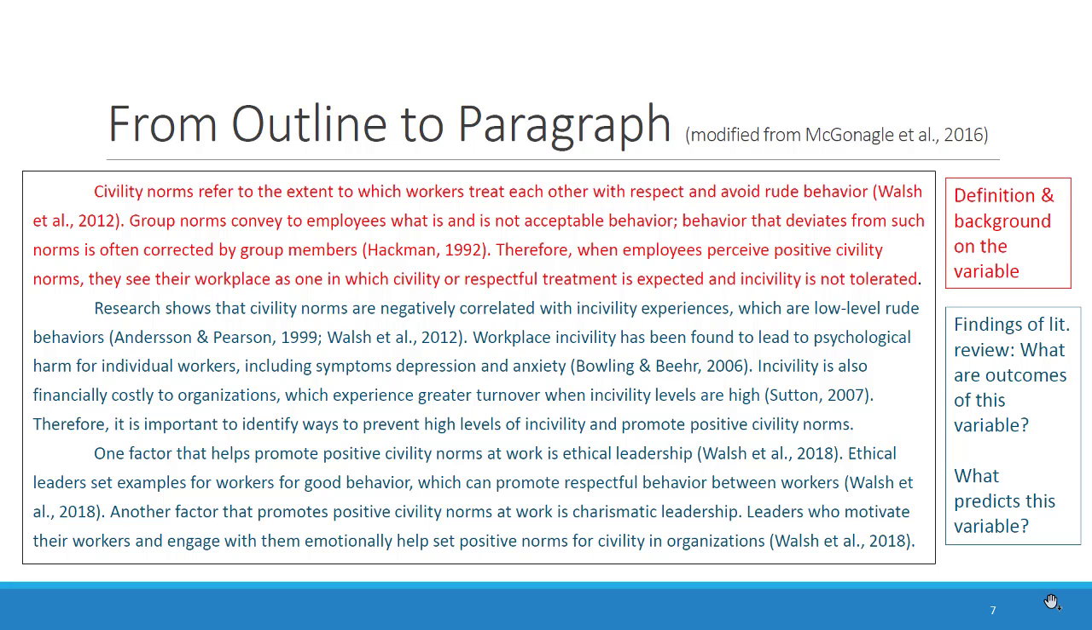In the next paragraph, I took those last few bullet points and turned them into sentences to talk about what predicts civility norms. I said one factor that helps promote positive civility norms at work is ethical leadership. Ethical leaders set examples for workers for good behavior, which can promote respectful behavior between workers. Another factor that promotes positive civility norms at work is charismatic leadership. Leaders who motivate their workers and engage with them emotionally help set positive norms for civility in organizations.